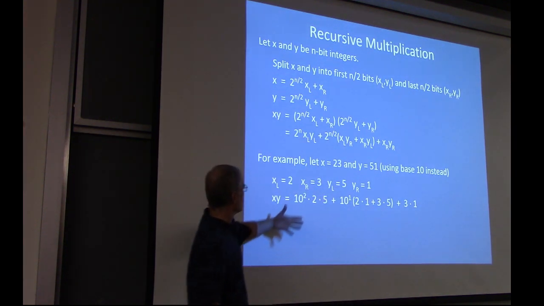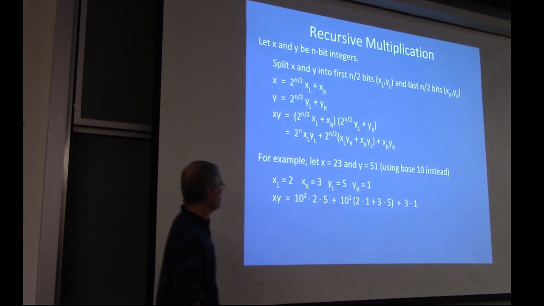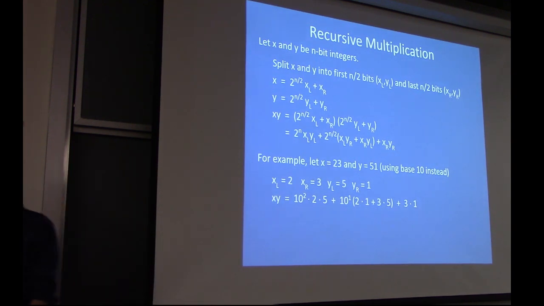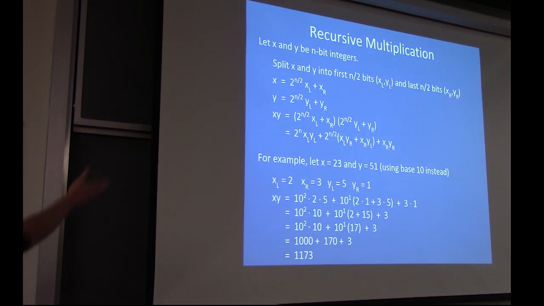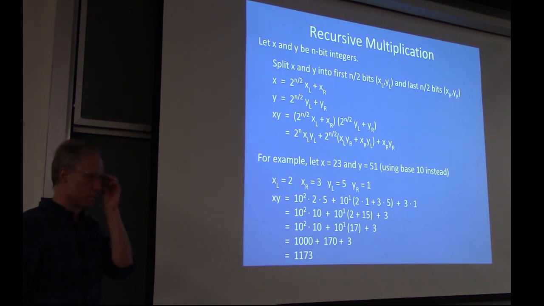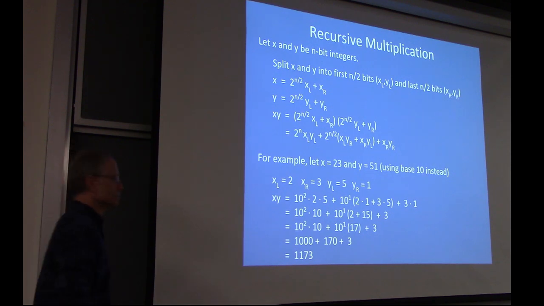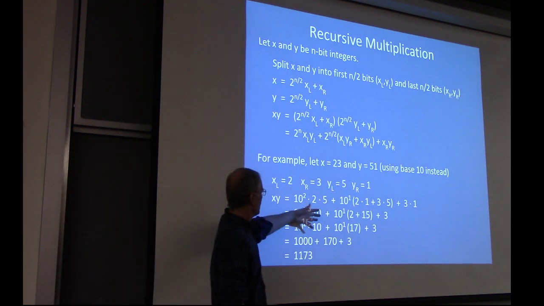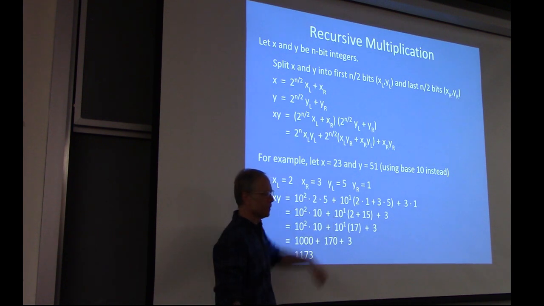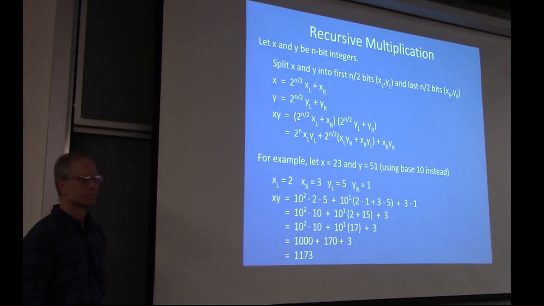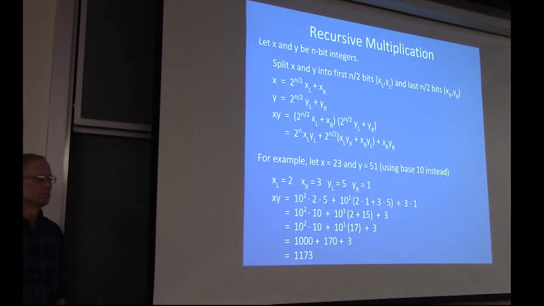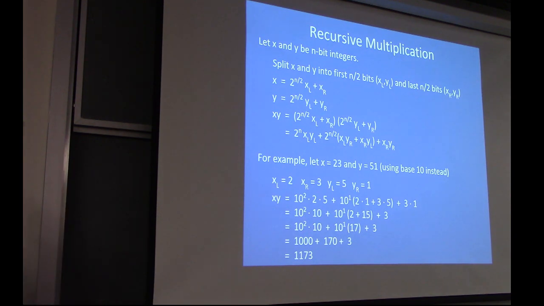I'm not doing anything mysterious here. I'm just using place values of the digits. And if you work that out, you just have to trust me, that's 23 times 51. And in the end, we only had to multiply single digits. You didn't have to do 2-digit multiplication. Okay, so do you believe that works? Yeah, I believe it works.